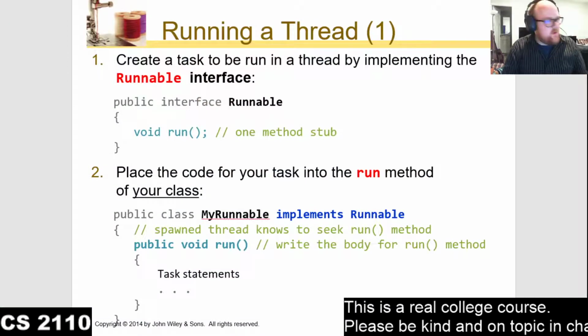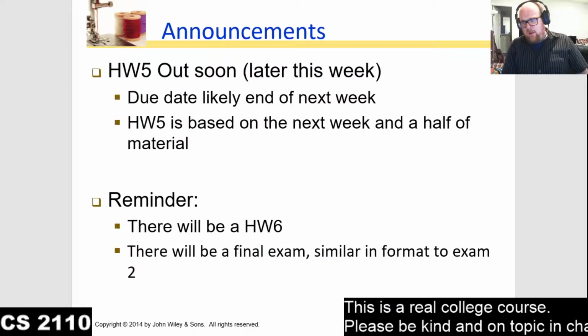Homework 5 is going to be out soon. Homework 5 is going to cover the material we cover this week as well as next Monday. We are going to be talking about concurrency today and Wednesday, and then Friday and Monday we're going to be talking about recursion. From there, we're going to jump into a bit of introduction into data structures.